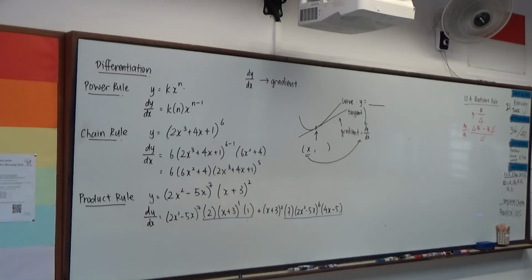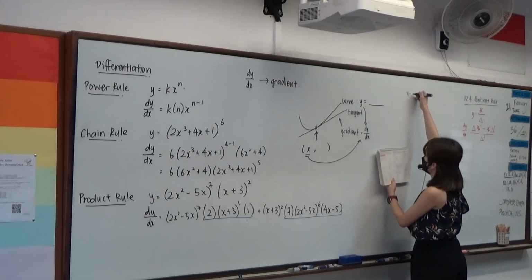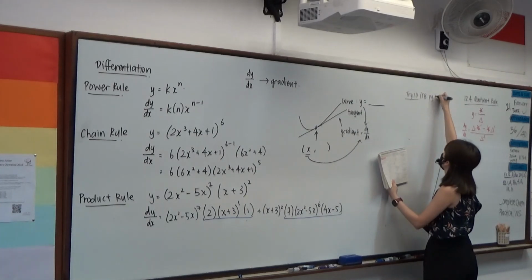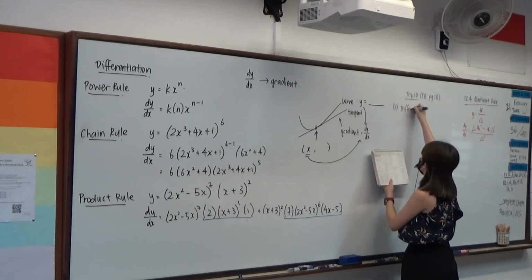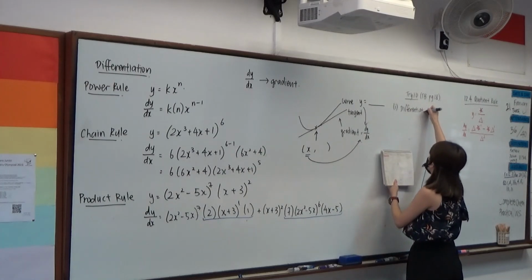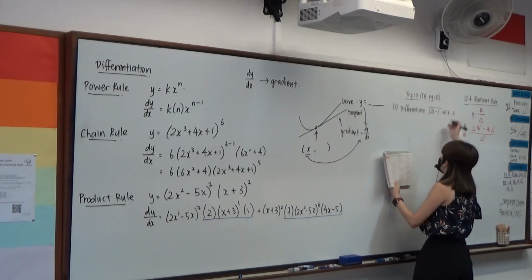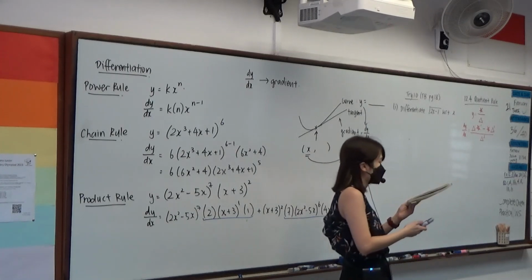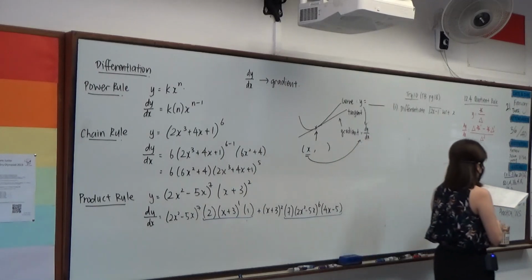To reinforce what we did yesterday, I went through try 9 already, so let's take a look at try 10. I'm writing it in short form. WRT means with respect to. So we want to differentiate square root 2x minus 1 with respect to x.